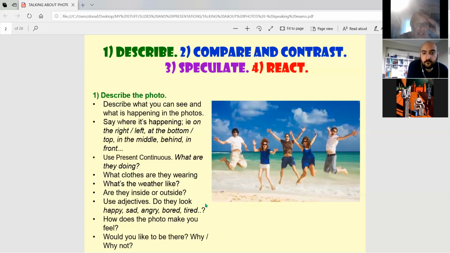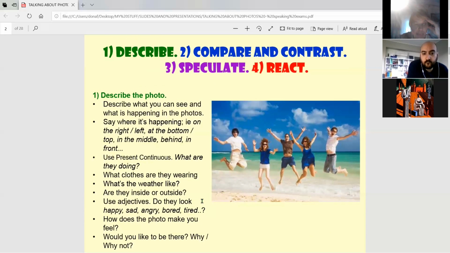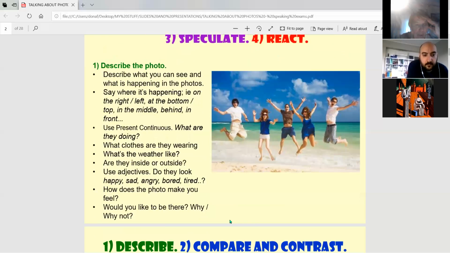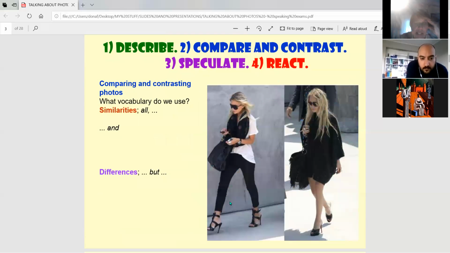Okay, so let's go on. Sad, angry, how, and then go on, Matteo. Finish it. Everything. Oh, you did. I'll just read. Okay, so start comparing and contrasting a couple of pictures with similarities and differences.